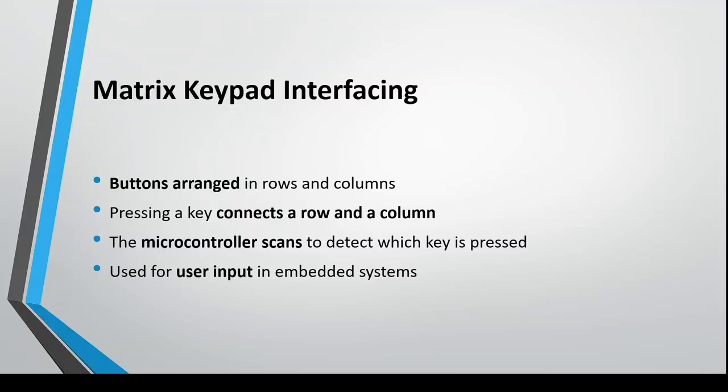Matrix keypad interfacing. A matrix keypad consists of buttons arranged in rows and columns. When a key is pressed, it connects a specific row and column. The microcontroller scans rows and columns to detect which key is pressed. This method reduces the number of input-output pins required and is used in my project to enter cooking time and select mode.